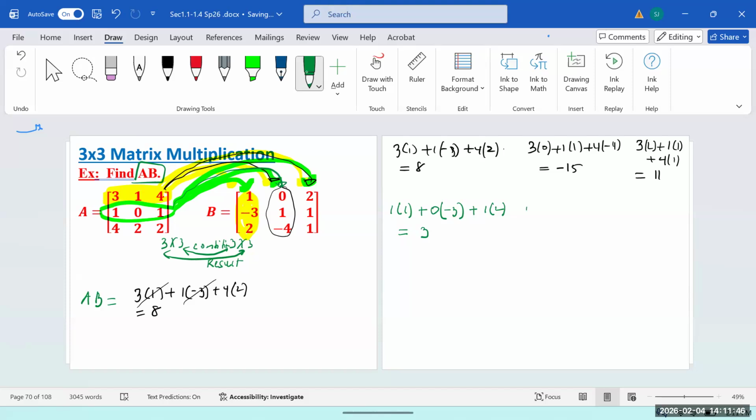So now we're going to do the second column. 1 times 0 plus 0 times 1 plus 1 times -4. And then I got -4 for that. Perfect. And then the third column. I got 1 times 2 plus 0 times 1 plus 1 times 1. We get 3. Perfect. Now the last row.